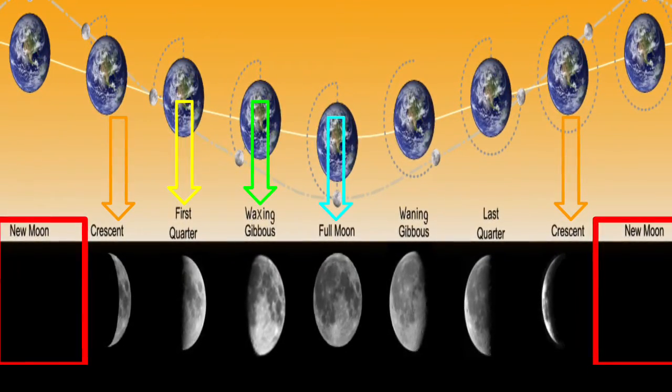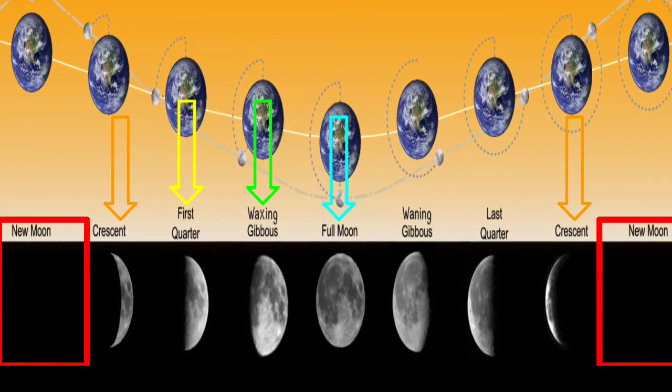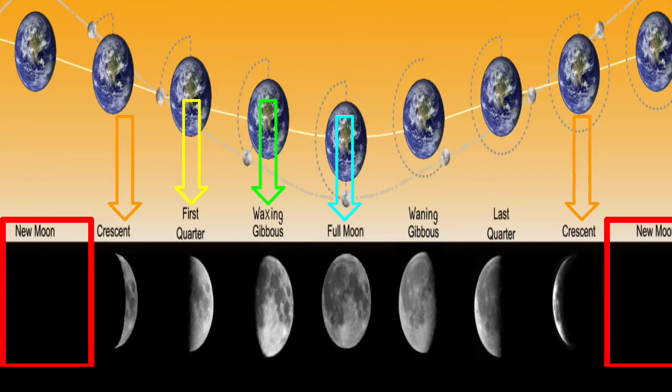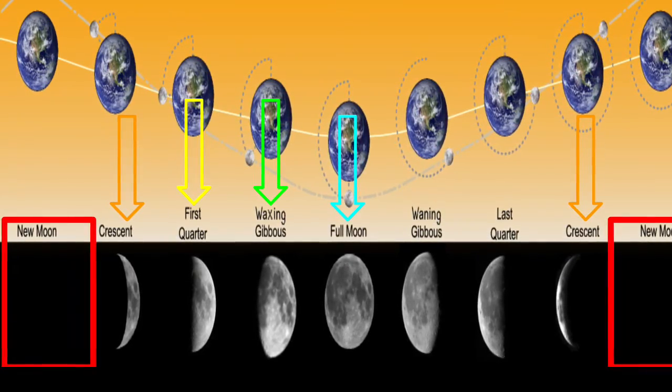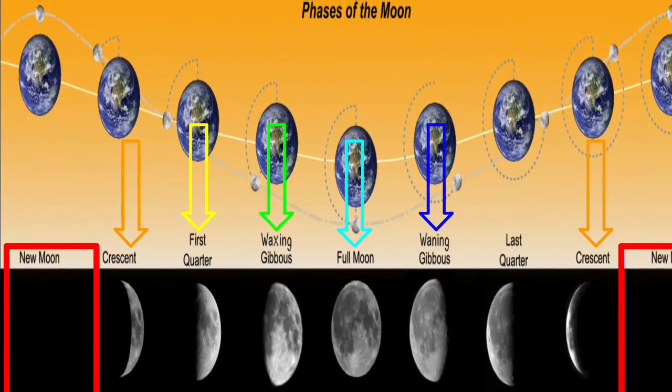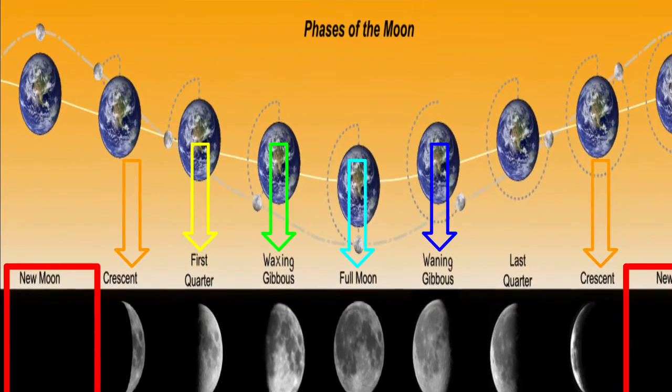In the middle of our cycle is called the full moon. It's called the full moon because it's where it's at its brightest and in its fullest. That's when we see a full circle up in the sky. Since the waxing gibbous came first, next comes the waning gibbous.